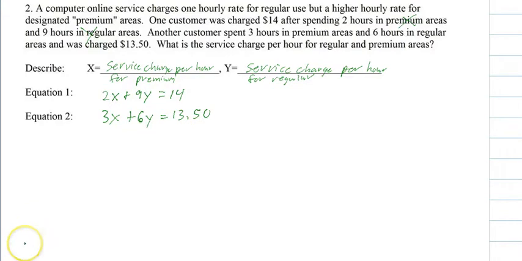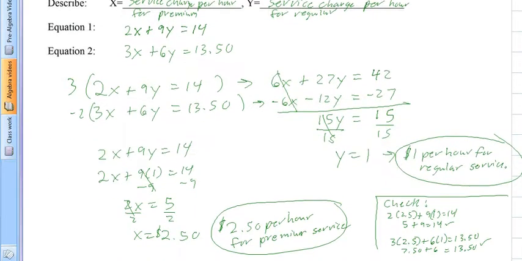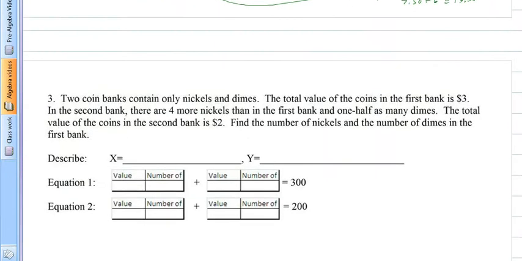Remember to check your answer too. And there's the answer that you should have received. So $1 per hour for regular, $2.50 per hour for premium. So I hope you're kind of figuring out how these work. There are 2 more to try on the back.